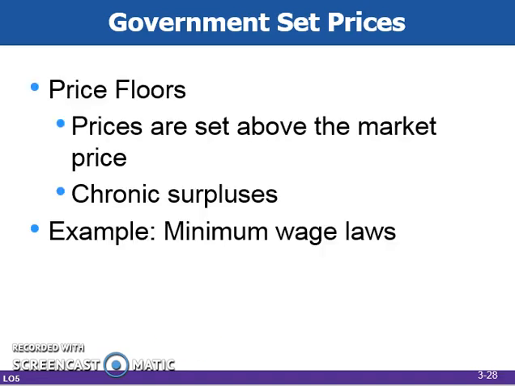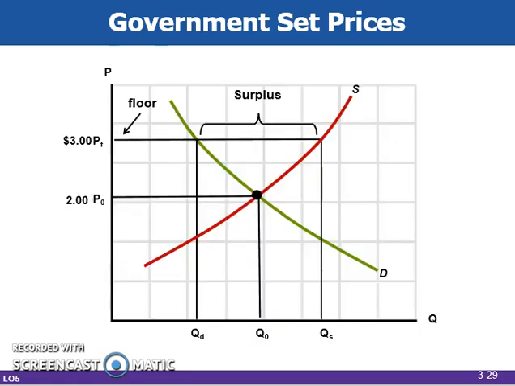Price floors are minimum prices that can be charged for a good. Price floors are placed on goods that are considered to be necessities, but the equilibrium price is so low that it discourages production of the good. To avoid surpluses, the prices must be set above the equilibrium market price. If it is set too low, it will result in persistent surpluses in the market. Price floors distort the efficient allocation of resources.